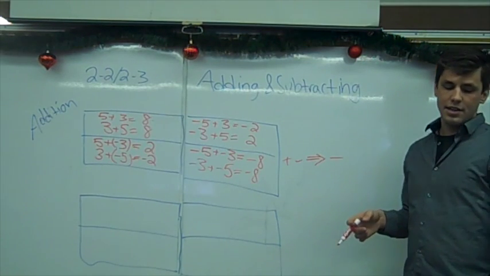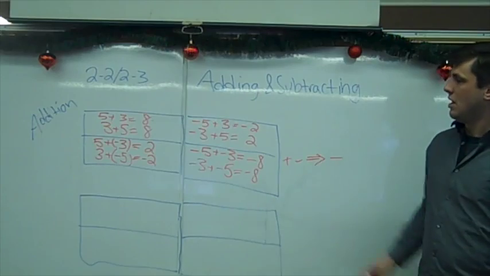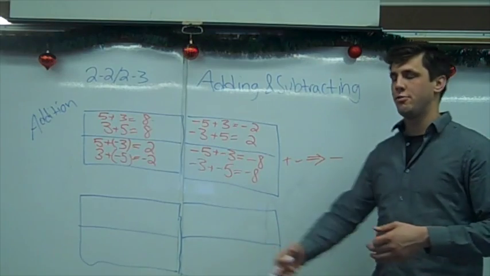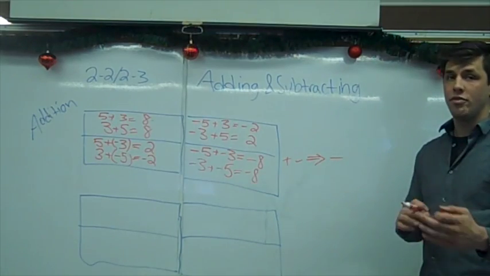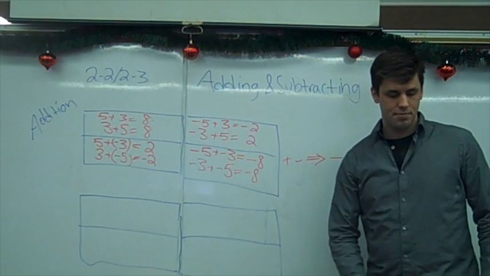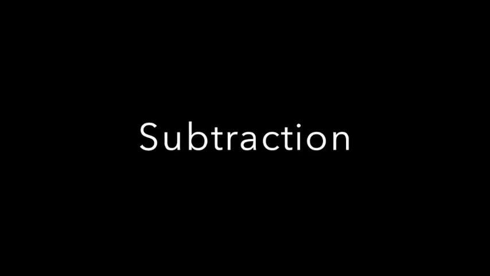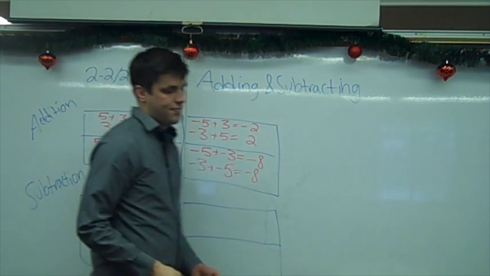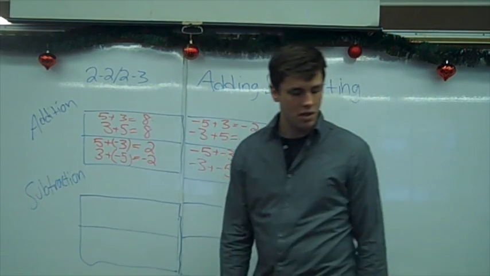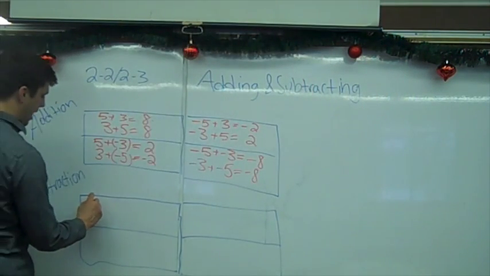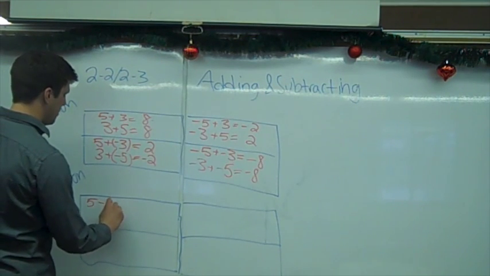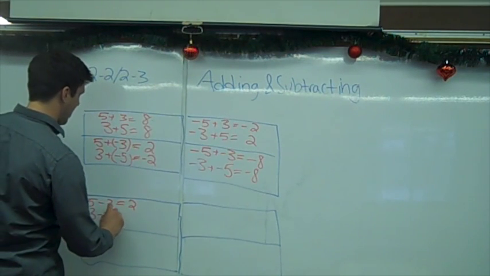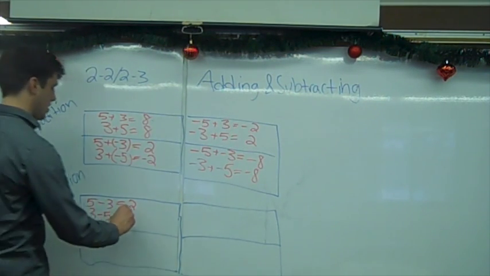One last note for this one. Up here, you added two positive numbers. That made it more positive. Down here, you're adding two negative numbers, which makes it more negative. So, in the first section of subtraction, you have a number minus a number. So 5 minus 3, which is 2, or 3 minus 5, which is negative 2.